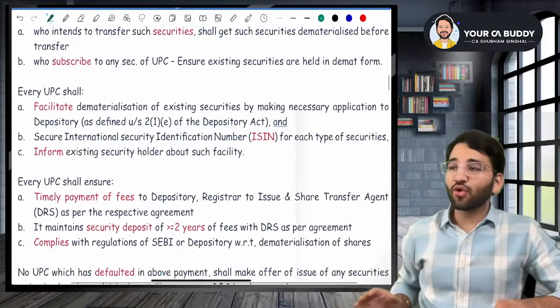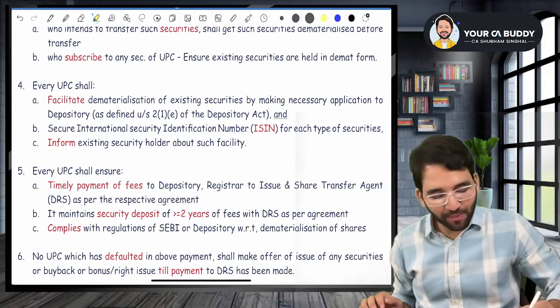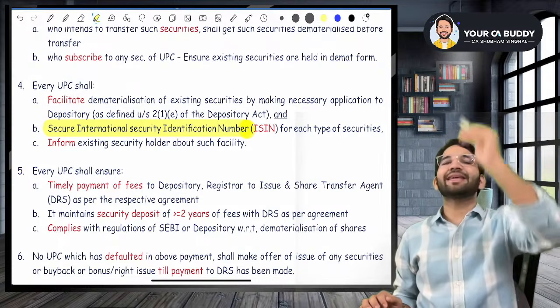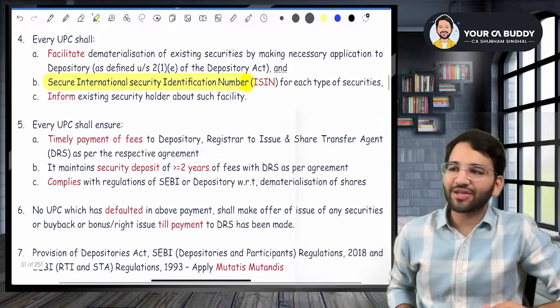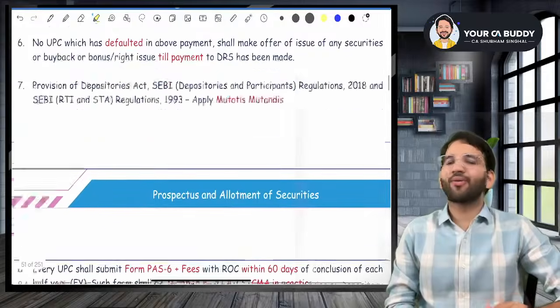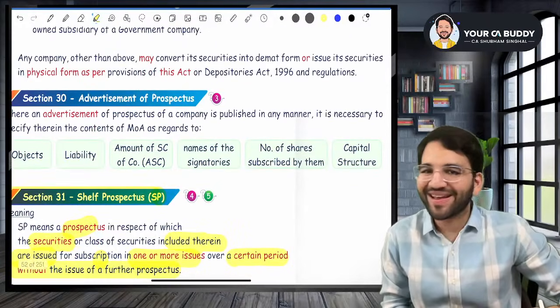Also, please understand that you will have to also obtain an ISIN number. What is ISIN number? International Security Identification Number. And that number will help you get what? That number will help you dematerialize your shares.